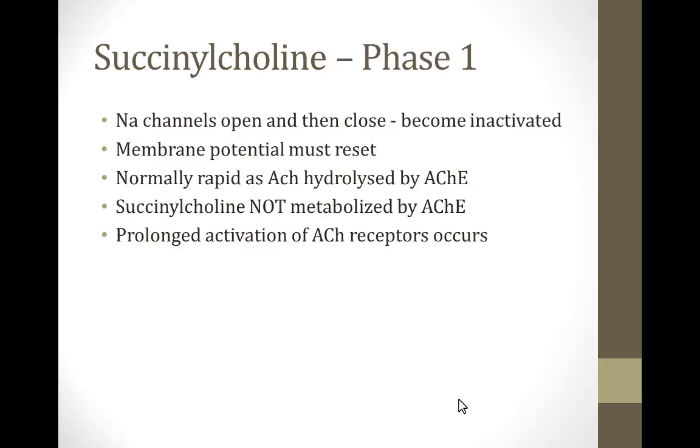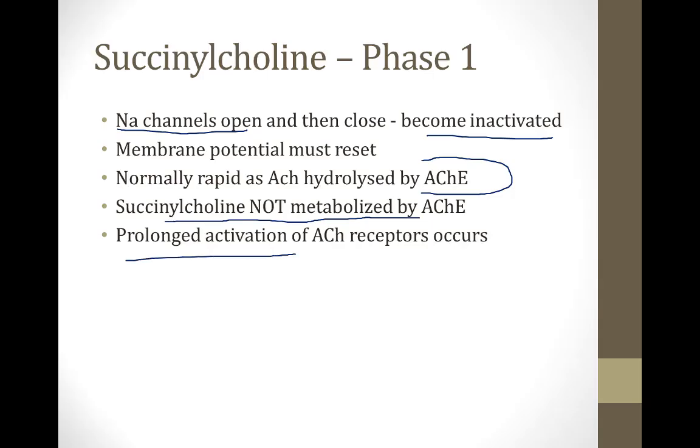So let's talk about the two phases of depolarization in a little more detail. Phase 1 is called the depolarizing phase. Succinylcholine is going to depolarize the muscle tissue, and sodium channels will open and then close, and they will become inactivated. At this point, the membrane potential needs to reset so the muscle can work again. Now, normally, acetylcholine gets hydrolyzed very quickly by acetylcholinesterase, and then the muscle cell can reset and contract again. However, succinylcholine is not metabolized by acetylcholinesterase, so the result is you get prolonged activation of acetylcholine receptor sites, and the muscle cannot contract, and this is called the depolarizing phase of succinylcholine block.